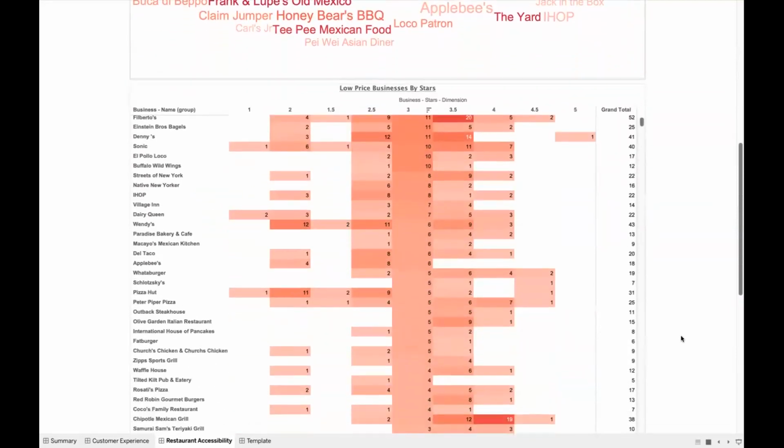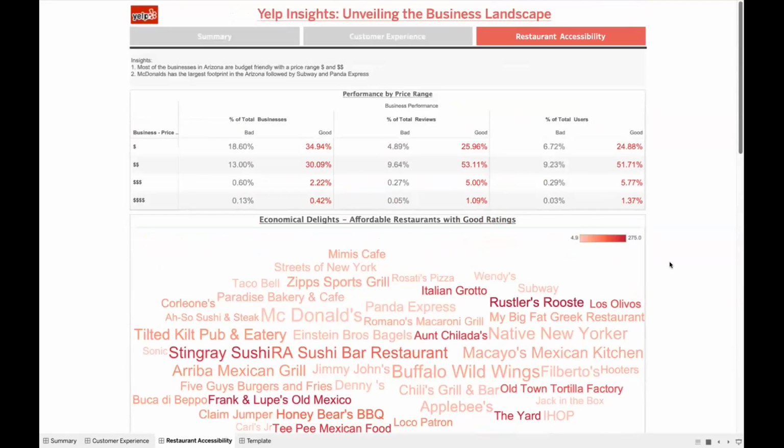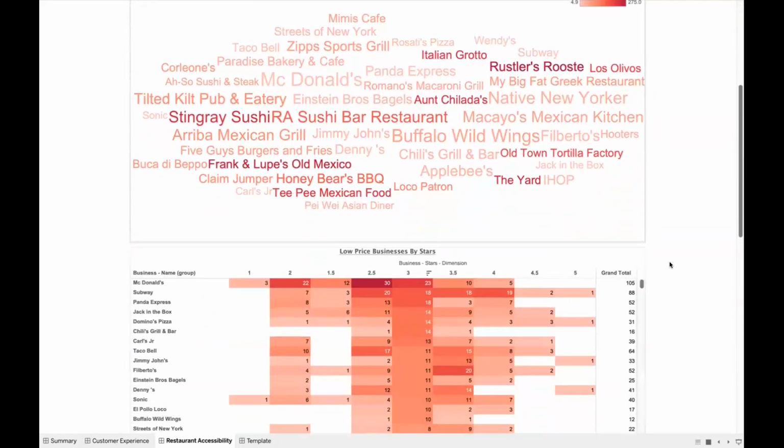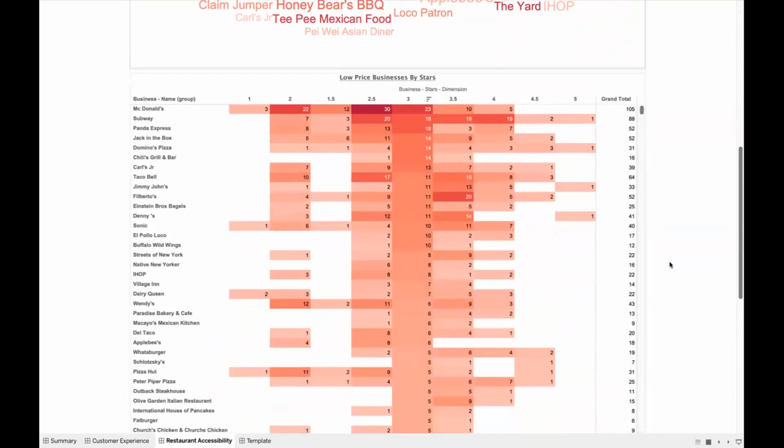Then our last graph is for the low price businesses by stars.